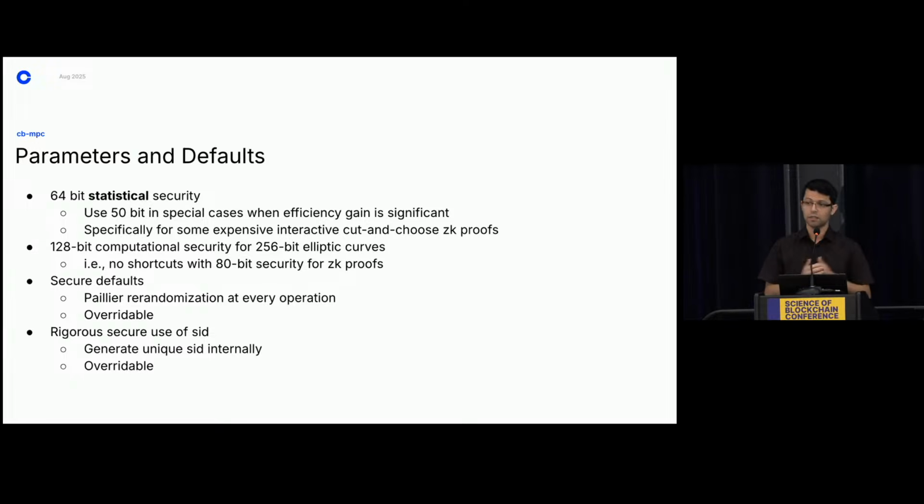So for example, in our ECDSA 2PC implementation, we do a whole bunch of homomorphic operations one after the other, and then do a re-randomization once only at the end. We take the same approach when we are generating the session ID. So almost all our protocols generate a unique session ID internally, unless the user chooses to pass in an SID as input, in which case we trust that the user knows what they are doing and use that instead.